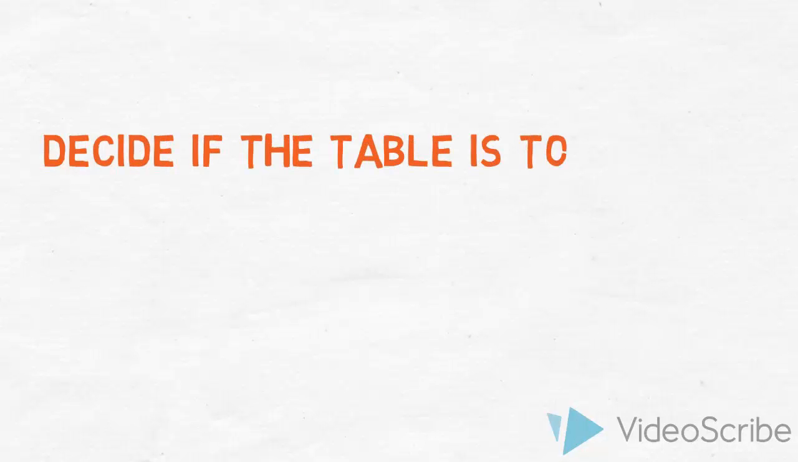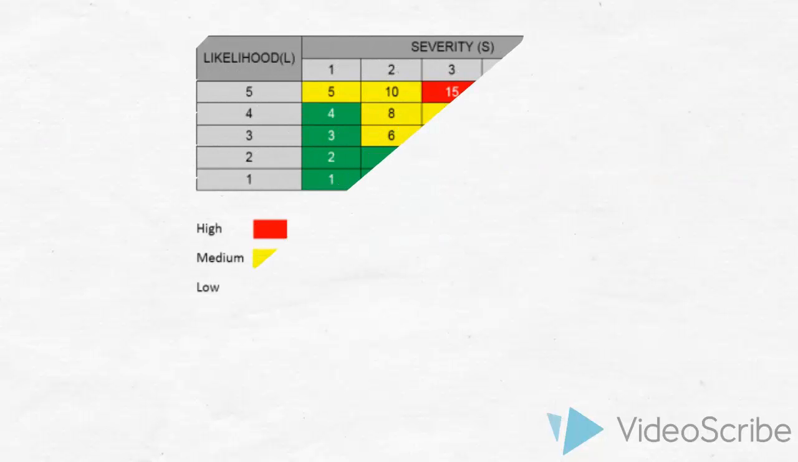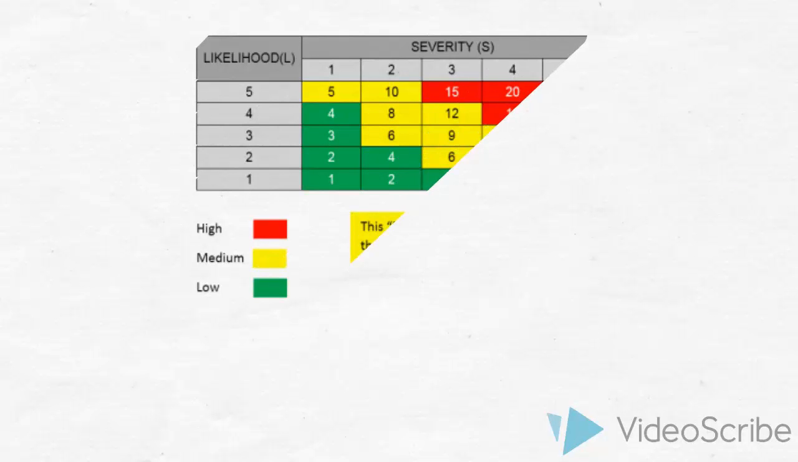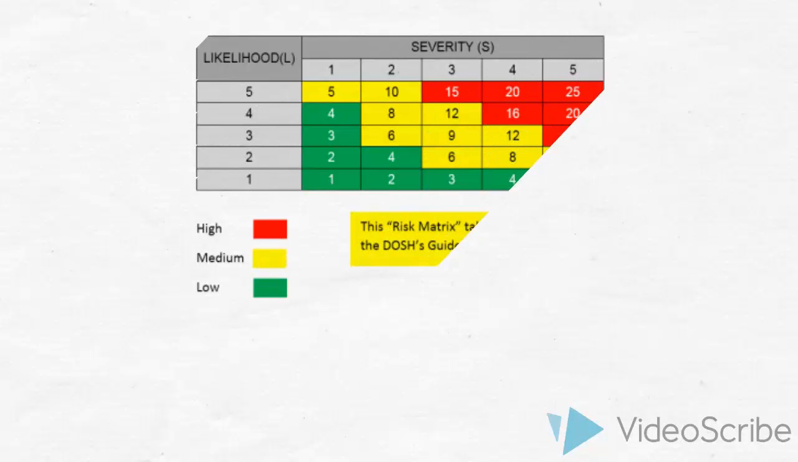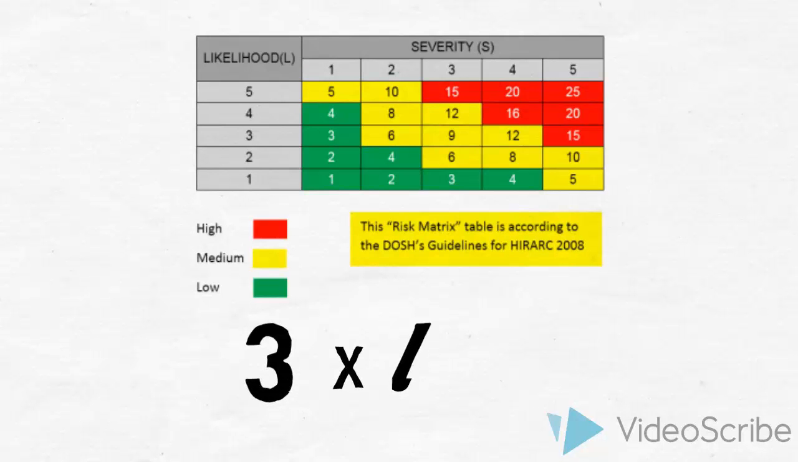In deciding whether the risk is tolerable, we need to multiply likelihood and severity to gain the risk value. The calculation is based on the risk matrix table according to the OSHA guidelines for HIRARC 2008. For example, the likelihood is 3 multiplied by severity, which is 4, equal to 12 for risk value.